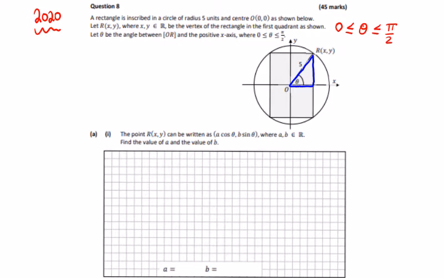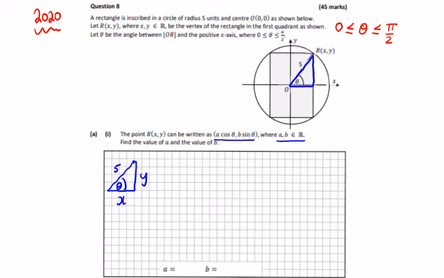The point (x, y) can be written as (a cos theta, b sine theta), where a and b are real numbers. Find the value of a and the value of b. Those that do applied maths, this is a giveaway question. You could just write the answer down, but for those of you that don't do applied maths and may not have seen this type of stuff, we have our x and our y sides.